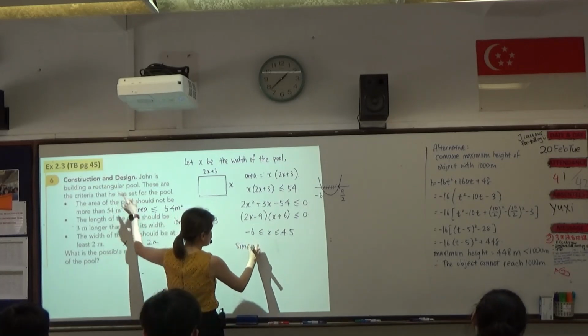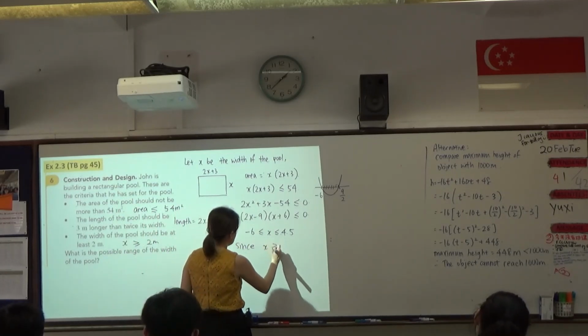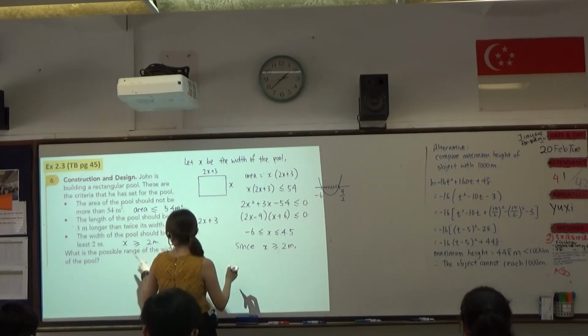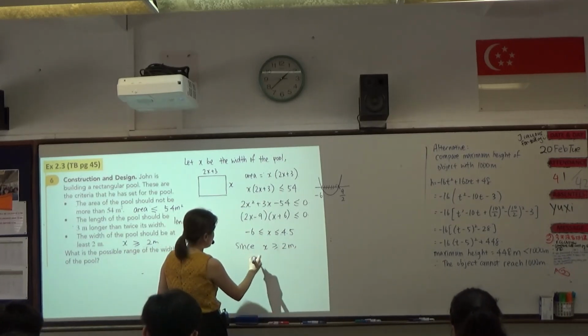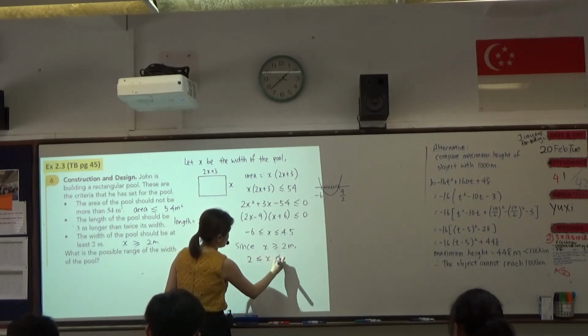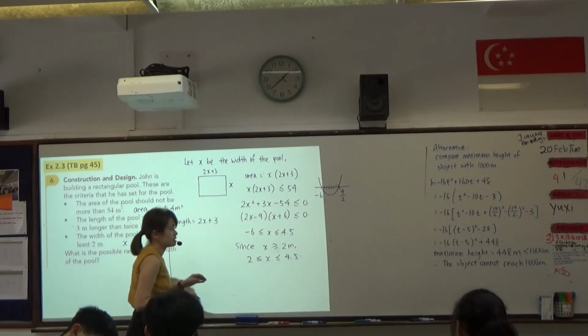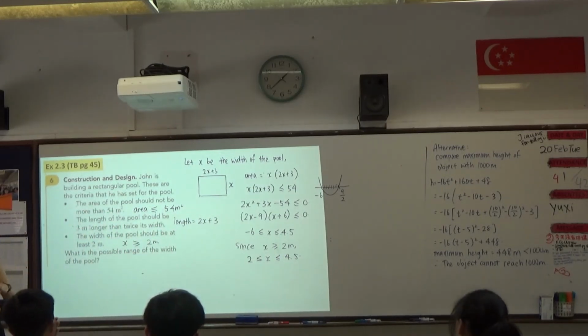But for the entire context of the question, the correct answer for the range of values of the width will be 2 meters up to 4.5 meters only.